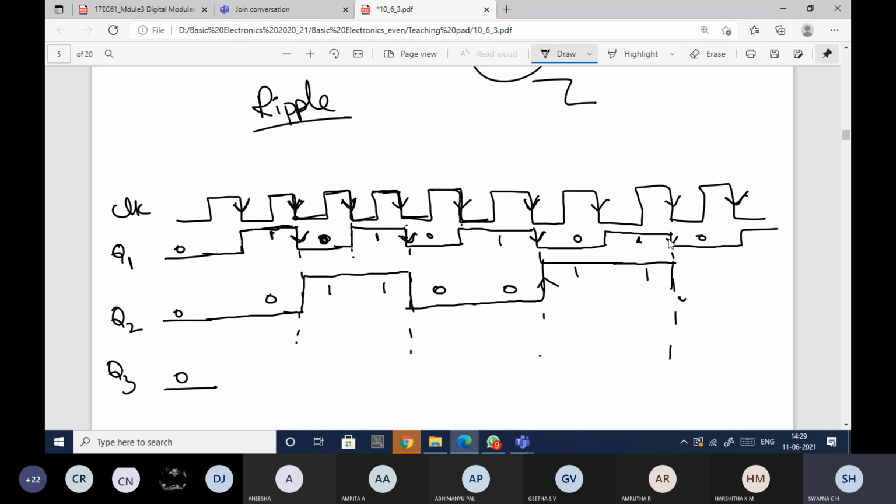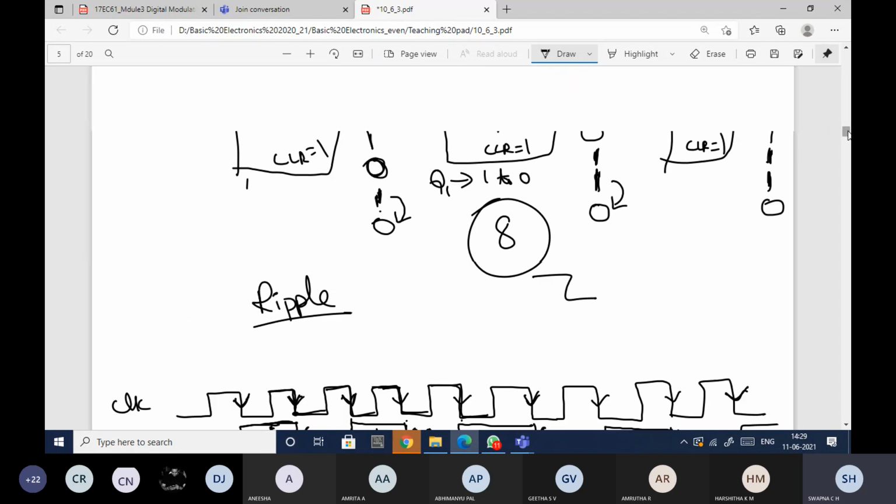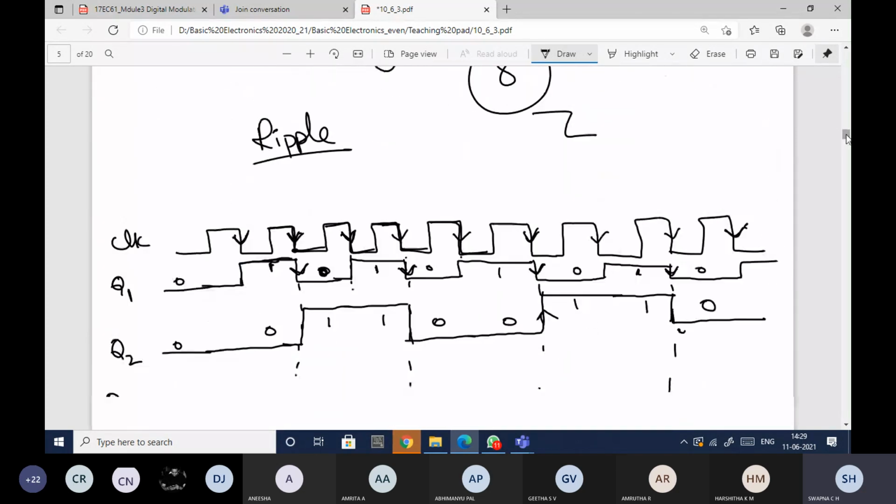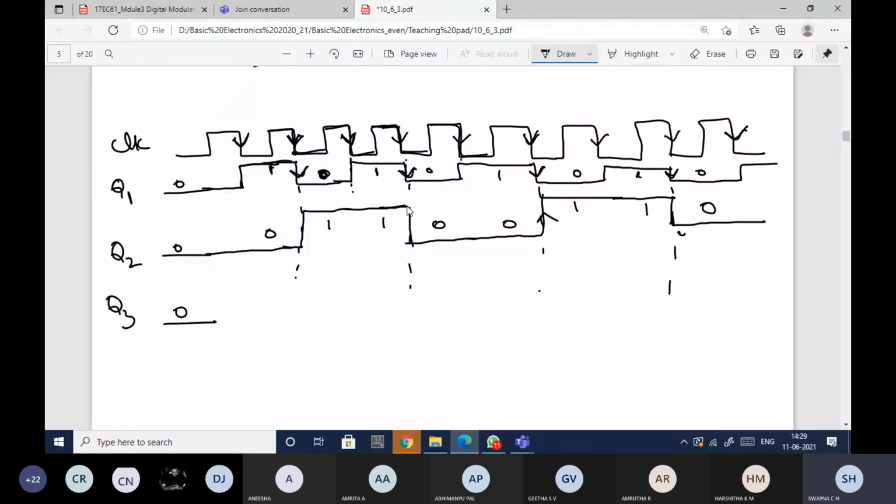Here again I got the trailing edge, so it will change its state. So this is 0. Now coming to the third one, the Q3 flip-flop. It will toggle only when your Q2 is changing from 1 to 0. Just observe, here only it is changing from 1 to 0. Only here it is changing from 1 to 0.